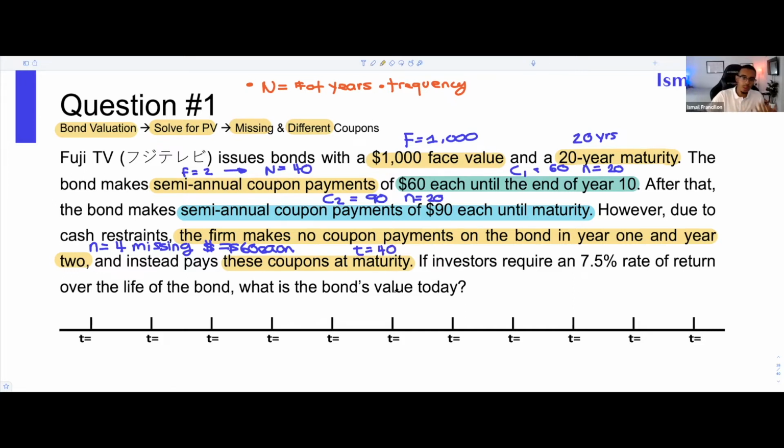Now, the last thing that's pretty valuable here is if investors require a 7.5% rate of return, okay? What do we call this? If they require 7.5%, we call this essentially our yield to maturity, our yield to market, our K, or our KB. But in order for us to get our KB, we need to remember that you're going to do YTM divided by the frequency. So in this case, what is our KB? What is our K, if it's 7.5% divided by our frequency?